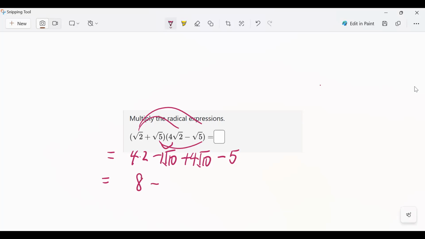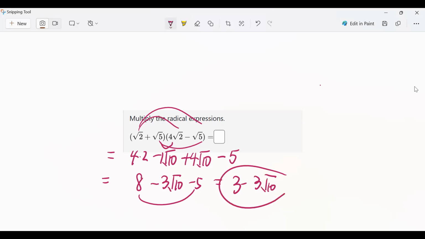Put that invisible one, so 4 minus 1 is 3. 3 radical 10 minus 5. Now we combine the numbers. 8 minus 5 is 3, minus 3 radical 10. So the answer is 3 minus 3 radical 10.